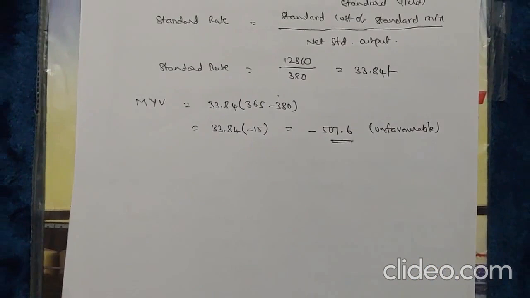Material yield variance is equal to standard rate. Standard rate is equal to 33 rupees 84 paisa. Actual yield is equal to 365 units and standard yield is equal to 380 units. 365 minus 380. 33.84 into minus 15 equal to minus 507.6. It is unfavorable.